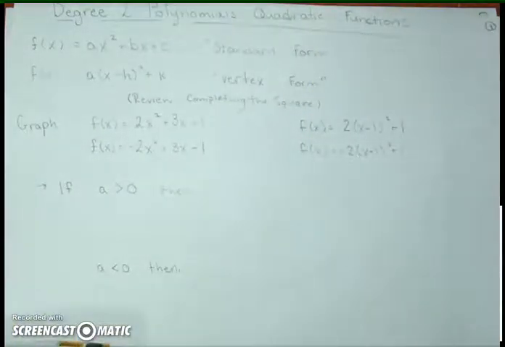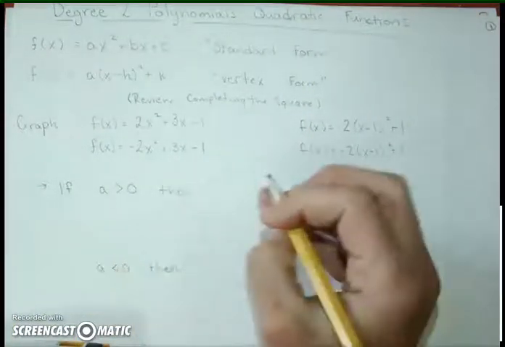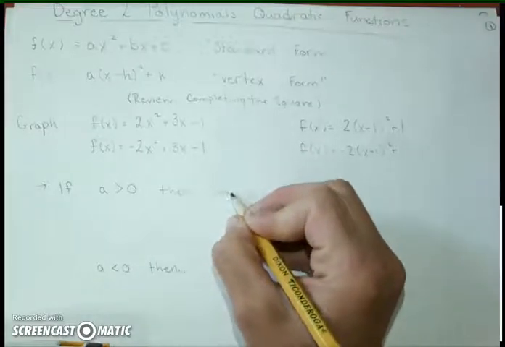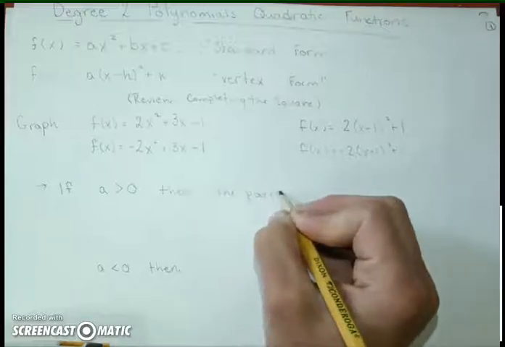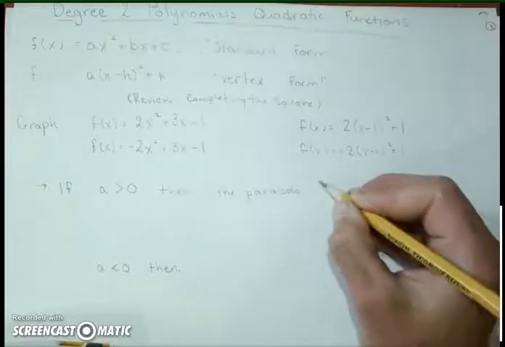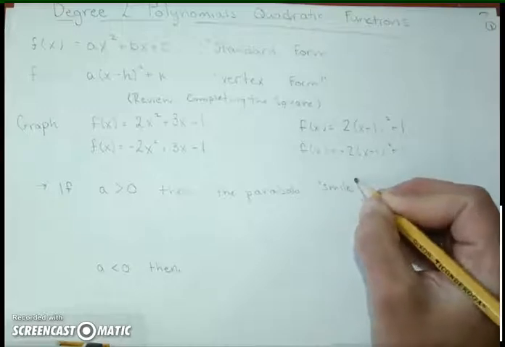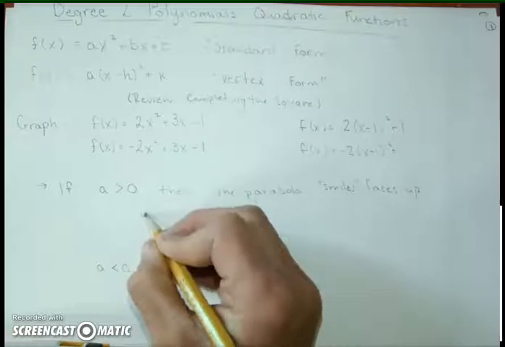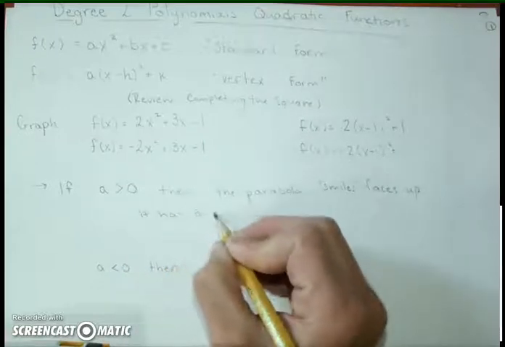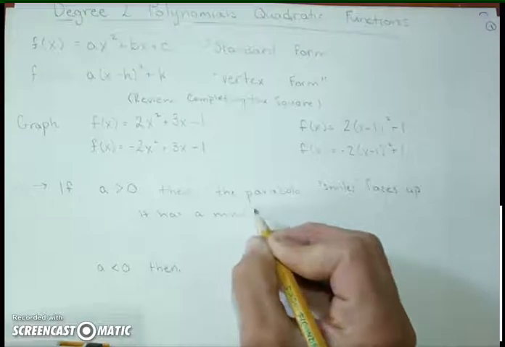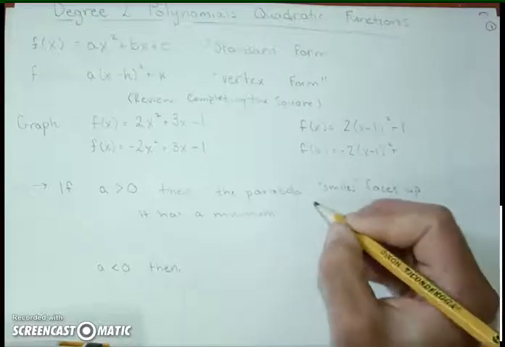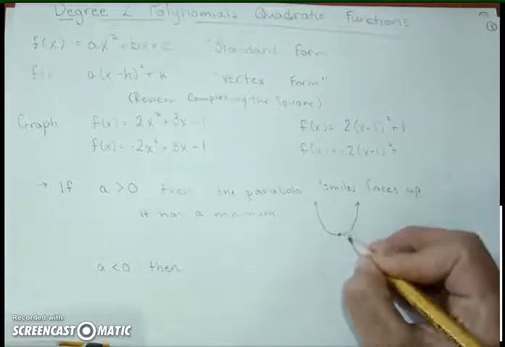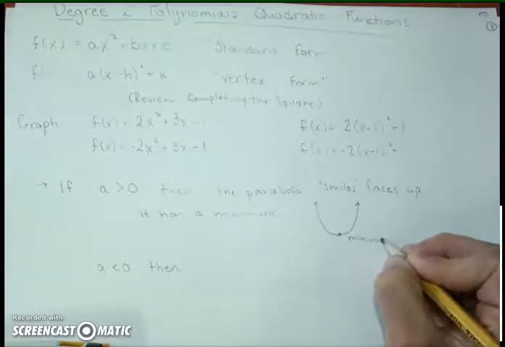So let's record that. If a is bigger than 0, then the parabola smiles or faces up. It has a minimum value. So it looks something like this. And this point is the minimum, the smallest.